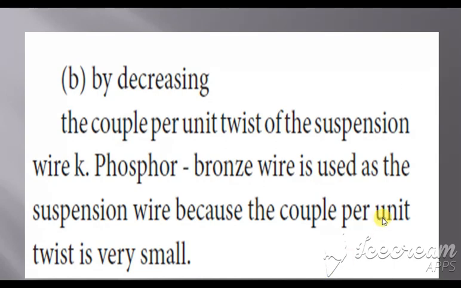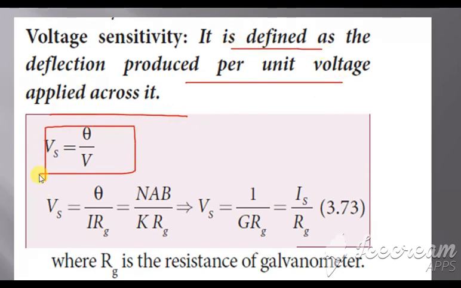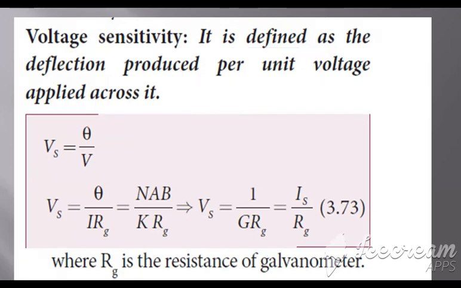Yes. Then the last is voltage sensitivity. It is defined as the deflection per unit voltage. For current sensitivity we say deflection per unit current, and here it is deflection per unit voltage. So we write this as Vs is equal to theta divided by V. Okay, clear. So this is about the voltage and current sensitivity, and this is all about the moving coil galvanometer. Clear? Okay, thank you.